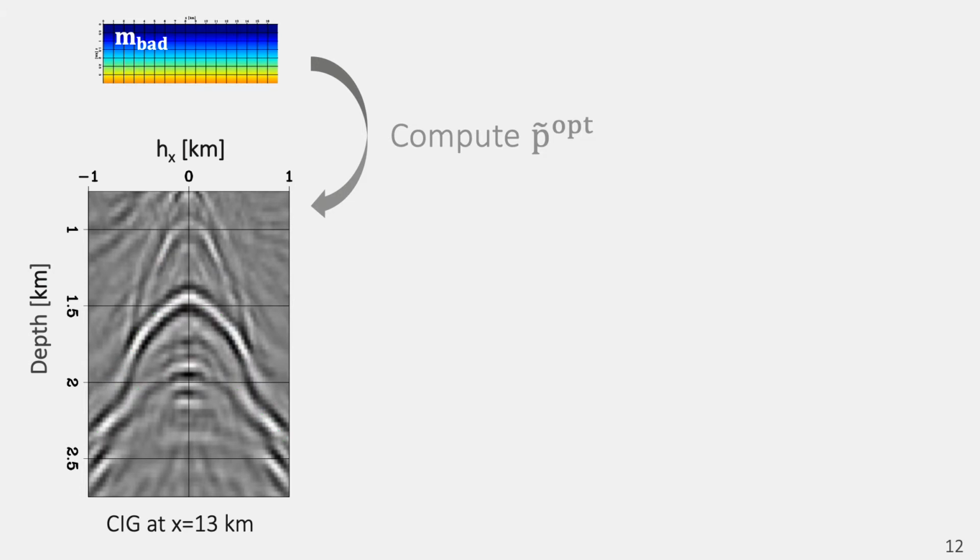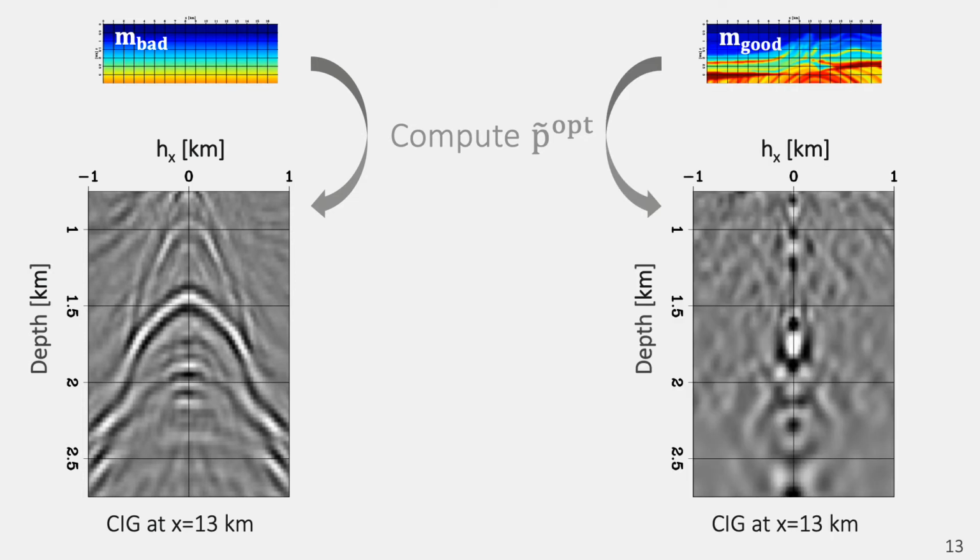And now we're going to use a good model, which is a slightly smooth version of the true Marmousi 2 model, and we're going to compute the corresponding p tilde optimal with the variable projection step. And the right panel here shows the analogous common image gather extracted from this new p tilde optimal at x equals 13 km. And both panels are displayed with the same grayscale.